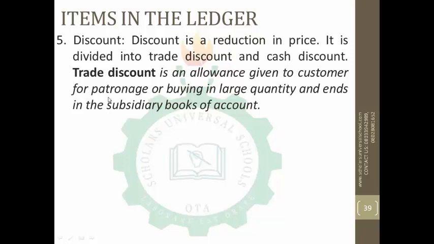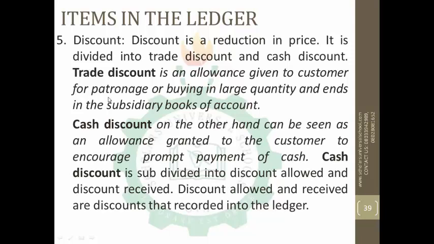All right. So the next set of discount is cash discount, and cash discount, on the other hand, can be seen as an allowance granted to the customer to encourage prompt payment of cash. Now, cash discount is actually conditional. It is conditional in the sense that I will be giving cash discount to a particular customer because I want him to pay on time.